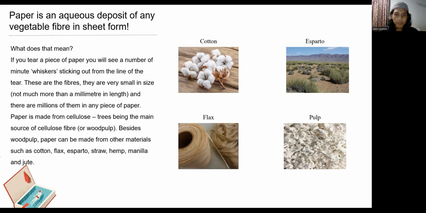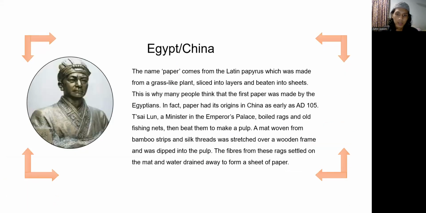So next is the history of paper. The name paper comes from the Latin papyrus, which was made from a grass-like plant, sliced into layers and beaten into sheets. This is why many people think that the first paper was made by the Egyptians. But in fact, paper had its origin in China as early as AD 105 from Tsai Lun, a minister in the Empire Palace. This is his face.